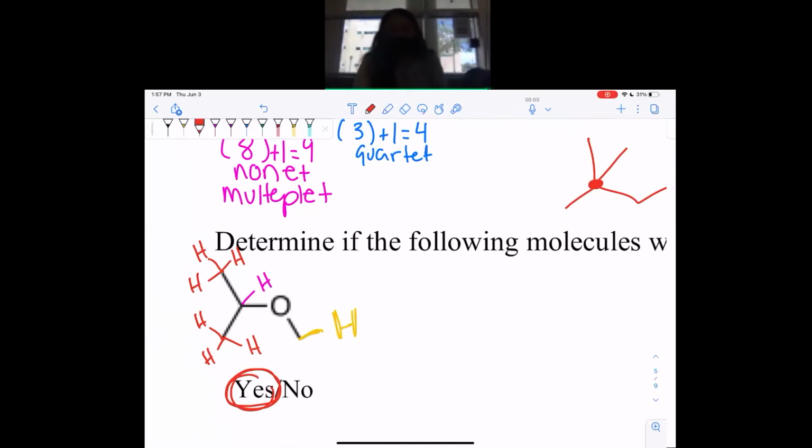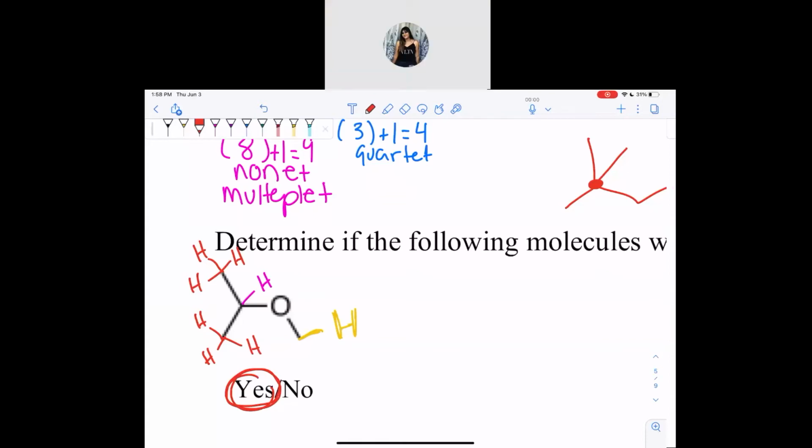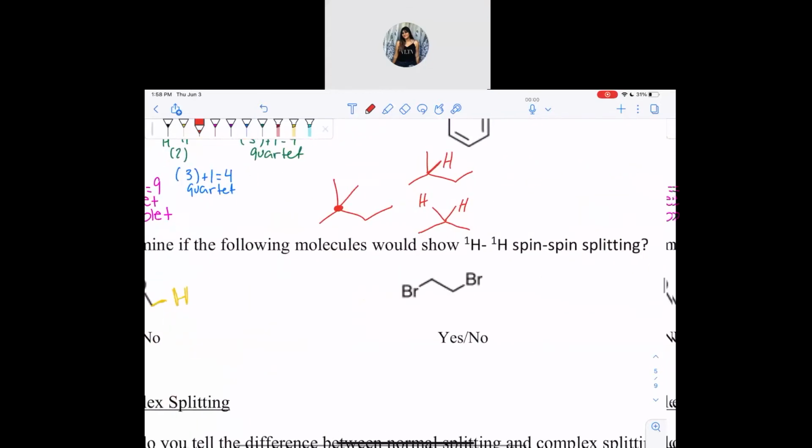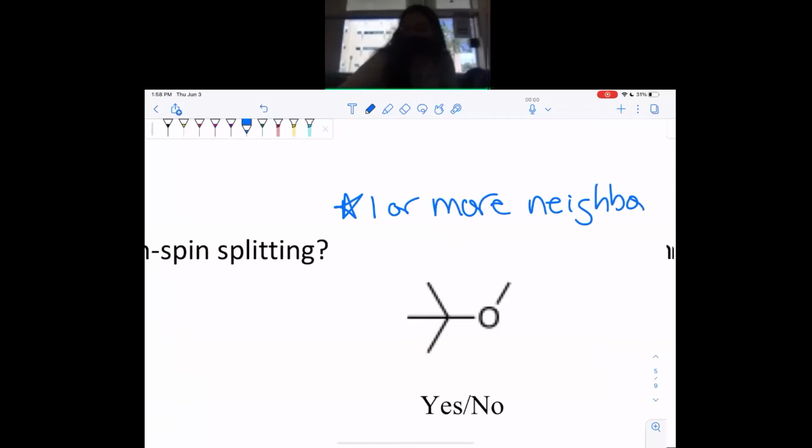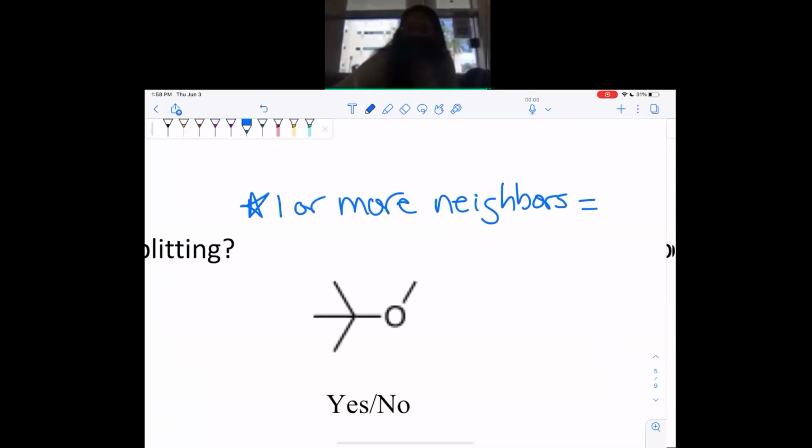And if it's not simple to you right now, it will be after a couple tries. Rose, yes, what's up? So when it doesn't have neighbors, it spins, or is it the other way around? The other way around. So I'll actually write it here as a little note for you guys. 1 or more neighbors equals spin splitting.